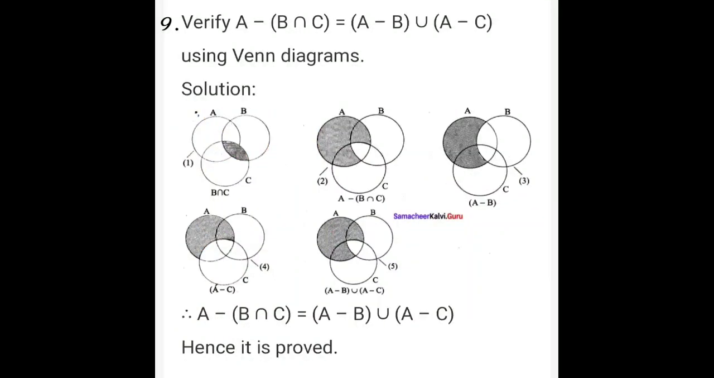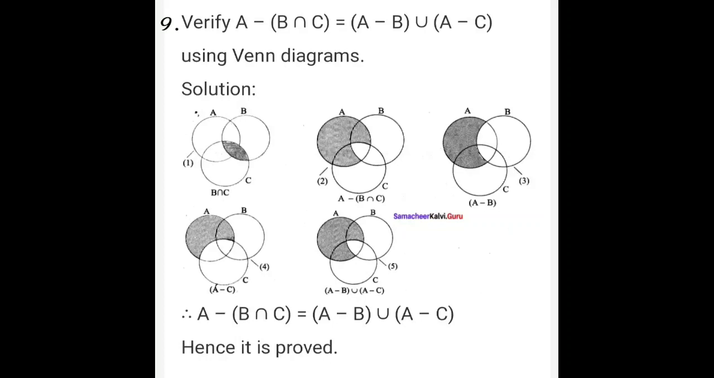Students, today we are going to see the continuity of exercise 1.5. You know the De Morgan laws. First one, De Morgan's laws for set difference: A minus (B intersection C) is equal to (A minus B) union (A minus C). Second one, A minus (B union C) is equal to (A minus B) intersection (A minus C).